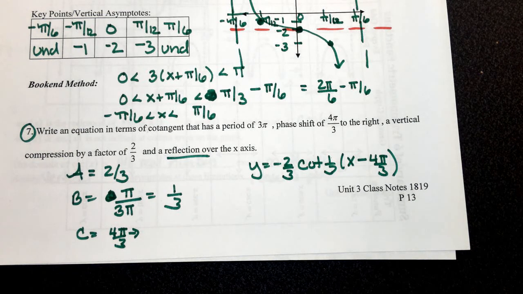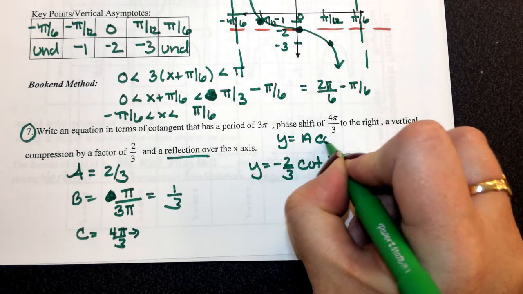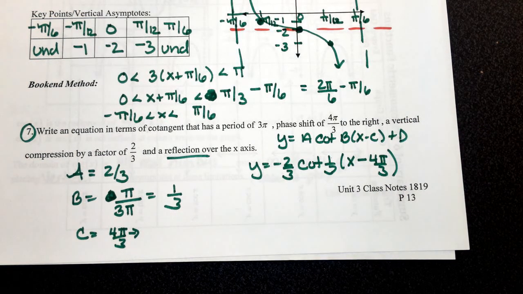Remember, guys, just like we've been doing for all the trig functions, we're trying to put the equation in the form of y is equal to a times the cotangent of b times x minus c plus d. So you need to know your a, b, c's, and d's in order to write these equations. Remember, a is your vertical stretch or compression. So they're telling you that we have a vertical compression of 2/3, so I have to plug that into my coefficient of cotangent. Remember, you've got a phase shift of 4 pi over 3 to the right. So it's going to be an x minus 4 pi over 3. And a reflection over the x-axis means cotangent has to have a negative sign in the front.